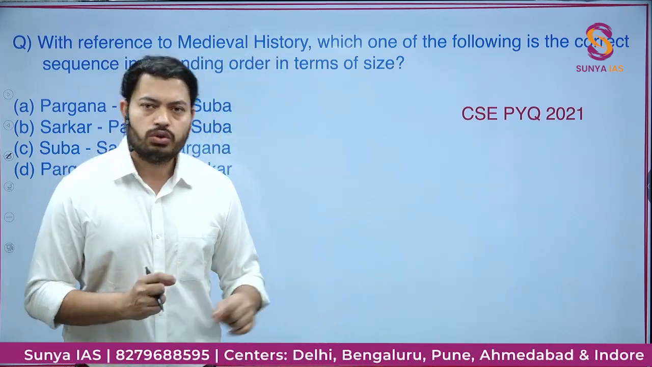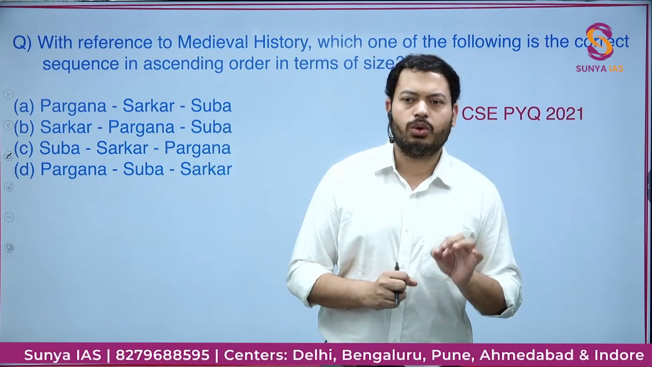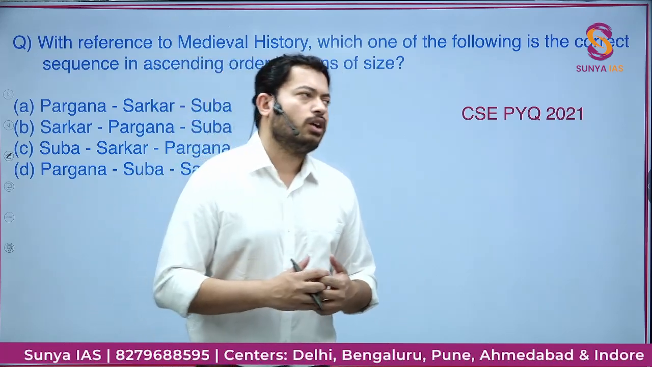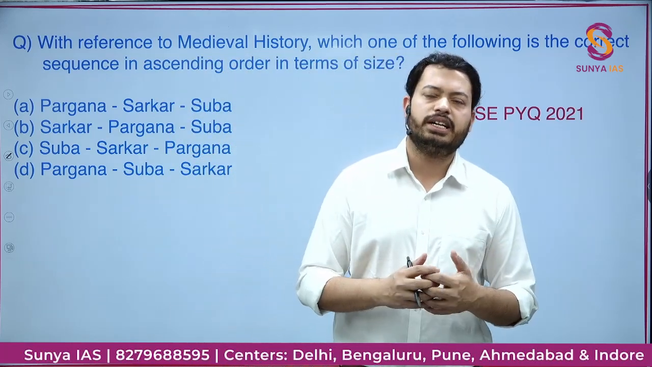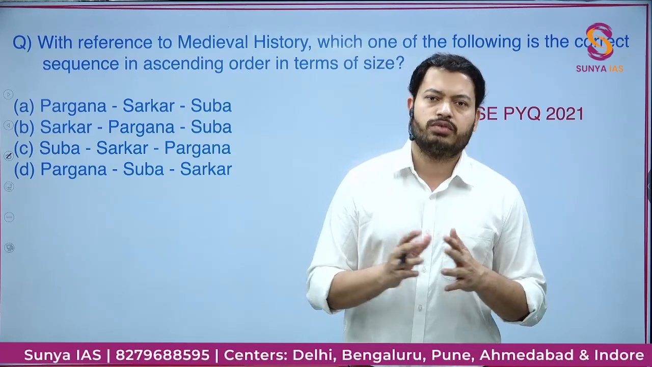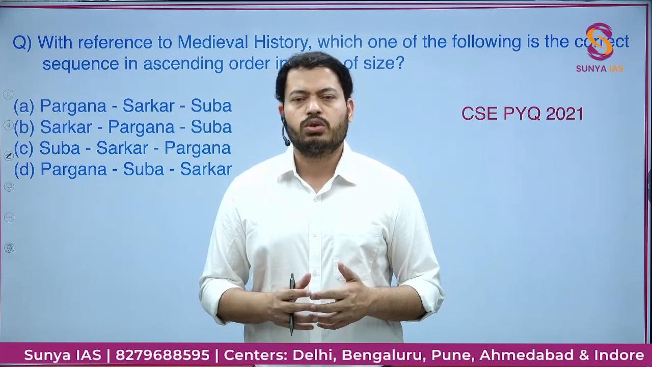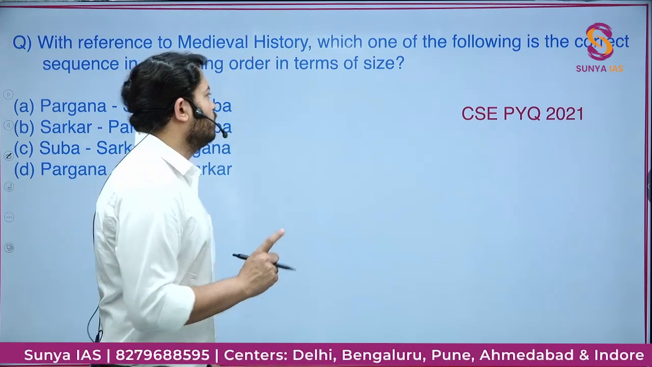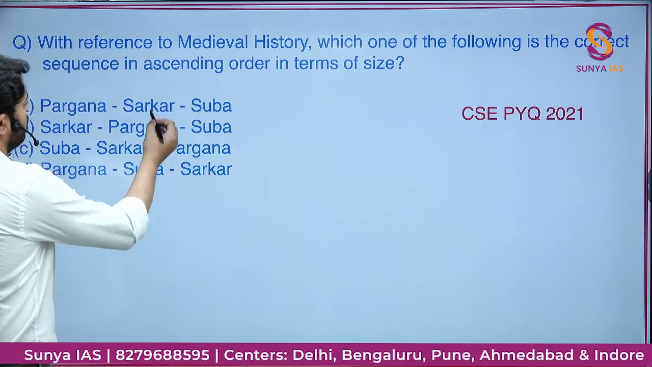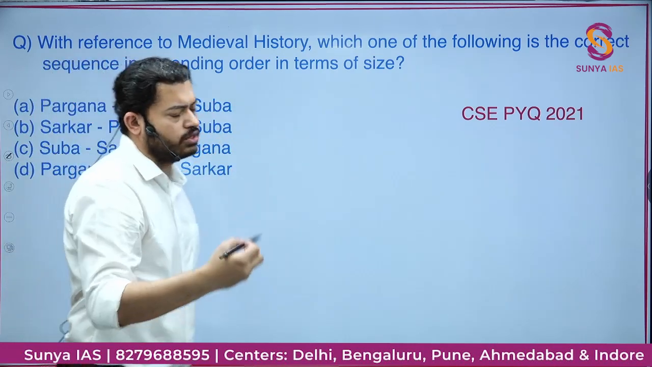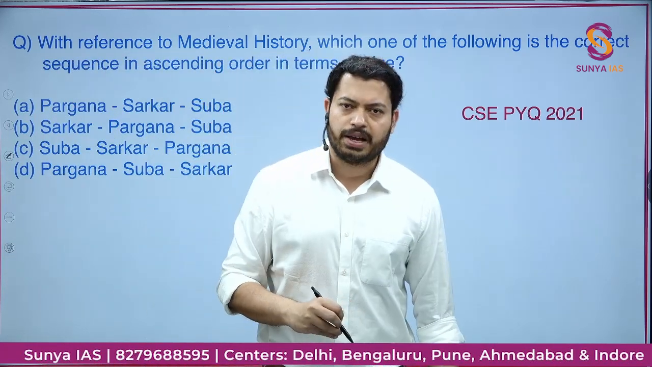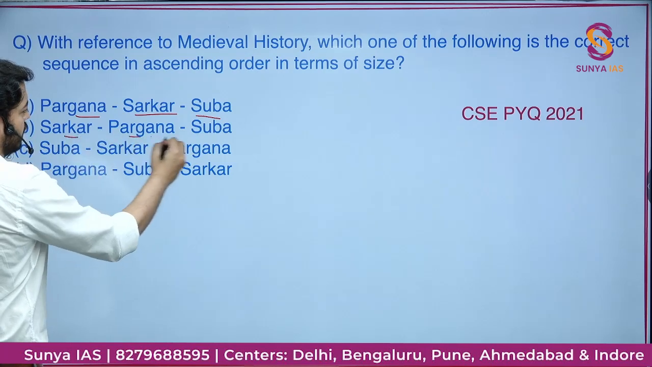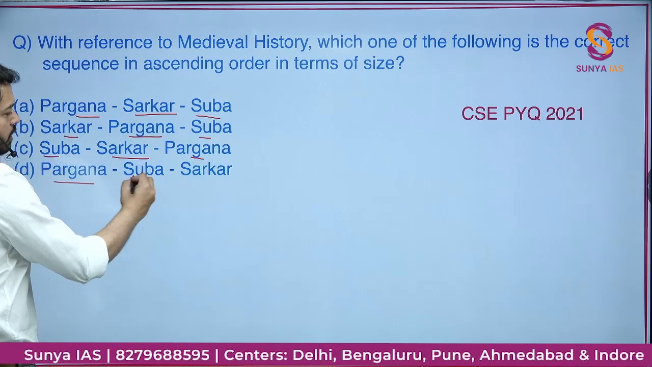When you read your Bipin Chandra, the old NCERT, in the very first chapter, where the disintegration of the Mughal Empire is an essential part, they have discussed in great detail what the structure of the Mughal Empire actually was. So although it is medieval history, it is there in the modern history book, so that's why we are covering it here. The question is about the territories, the system of provinces of the Mughal Empire. The options are Pargana, Sarkar, Suba; Pargana, Sarkar, Suba; Sarkar, Pargana, Suba; Suba, Sarkar, Pargana; Pargana, Suba, Sarkar.